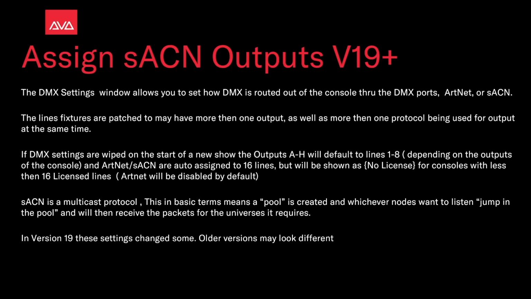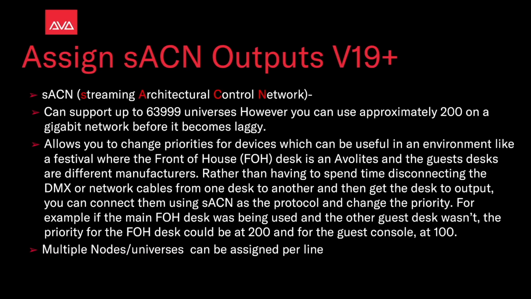Streaming ACN is a multicast protocol. This in basic terms means a pool is created. Whichever nodes want to listen jump in the pool, and will receive the packets for the universes they require. In version 19, these settings have changed some. Older versions may look different. sACN, or Streaming Architectural Control Network, can support up to 63,999 universes. However, you can get approximately 200 on a gigabit network before it becomes saturated.